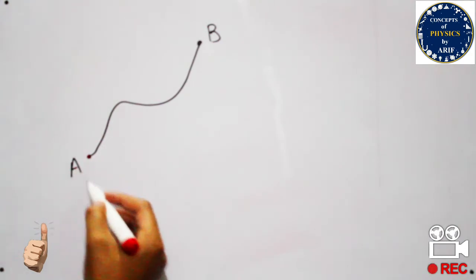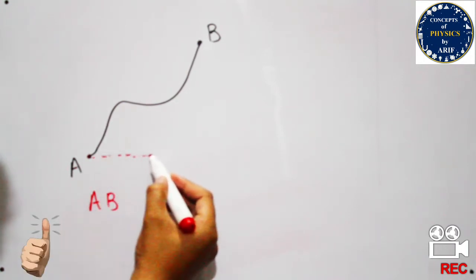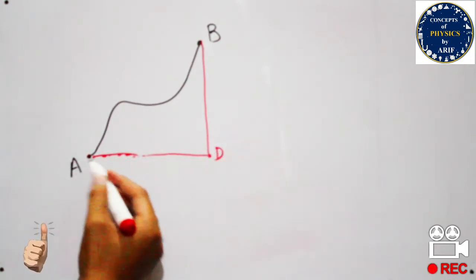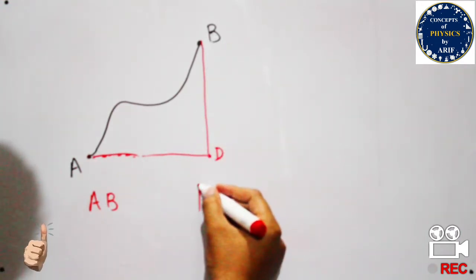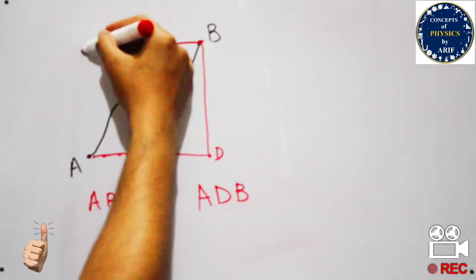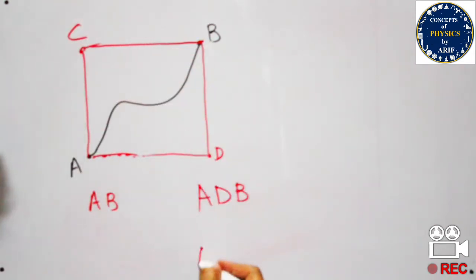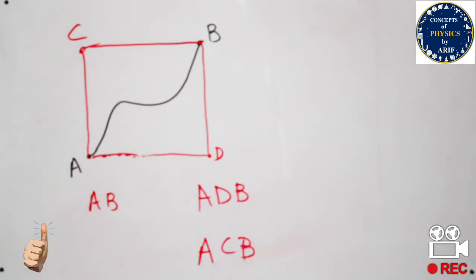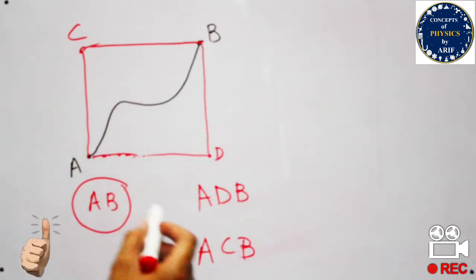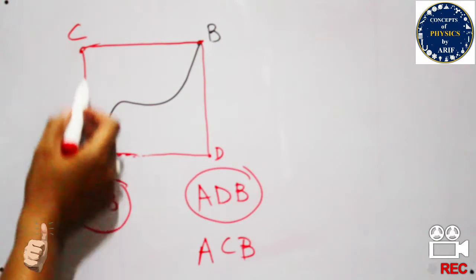You can say that one path is AB, from A to B, and another path can be defined if we move here or here. If we say this is point D, another path is A, D and B. The other path can be like this. You can say that this is point C, and this path is A, C and B. We need to calculate the total work done on path A to B, on path A, D and B, and on path A, C and B.